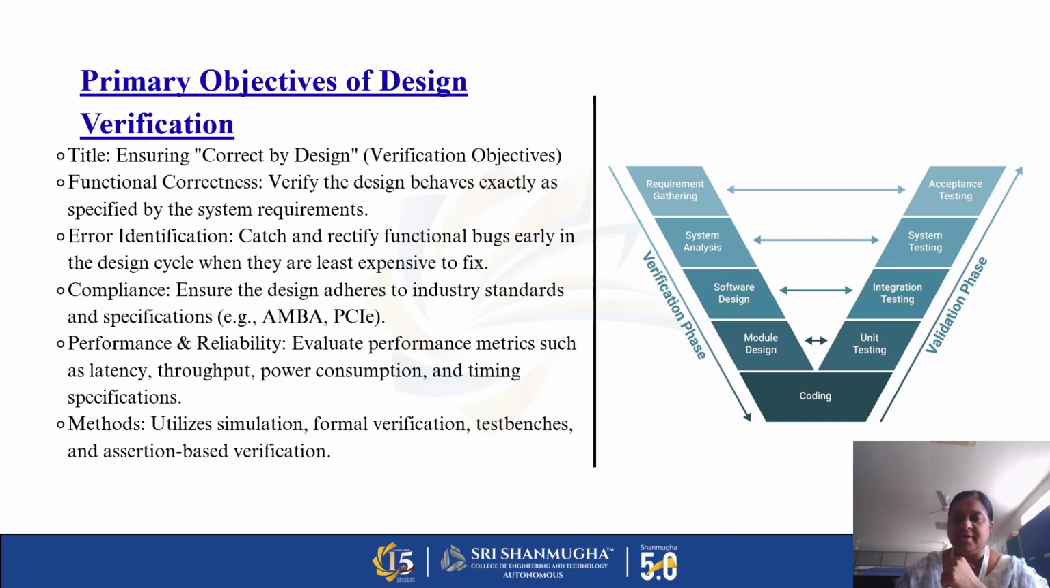So, this is the verification phase and this is the validation phase. Here we have requirements gathering, system analysis, software design, module design, and then coding. In the validation phase, we have unit testing, integration testing, system testing, and acceptance testing. These are the various testings that are done at the validation phase. So all these verification and validation phases are involved in order to make sure that the final chip produced after the fabrication process meets the design requirements and that there are no faults like stuck faults, opens, shorts, like that. There are no faults present inside the chip.